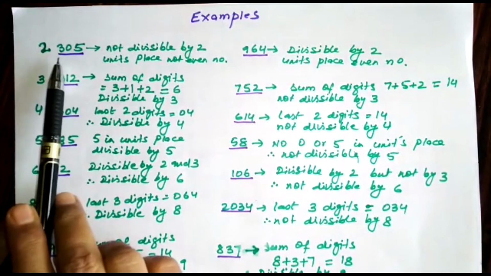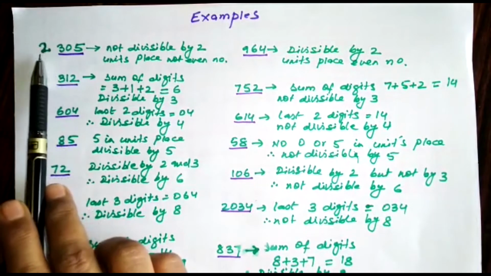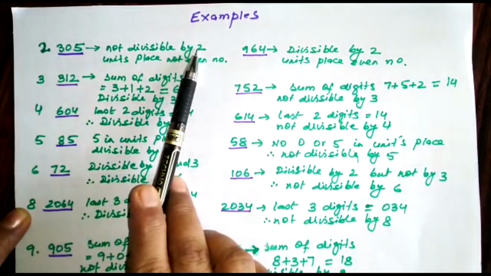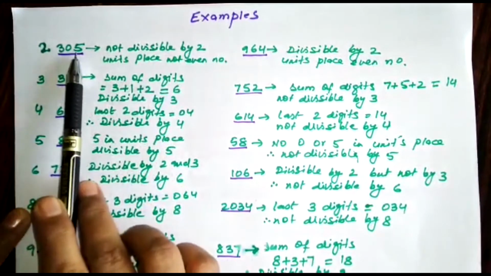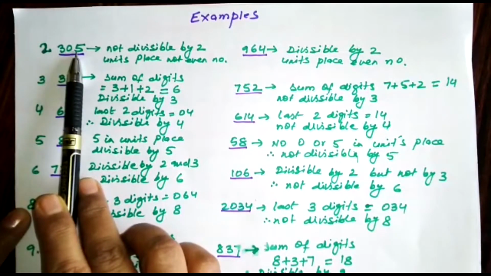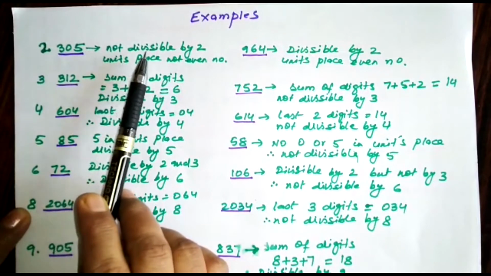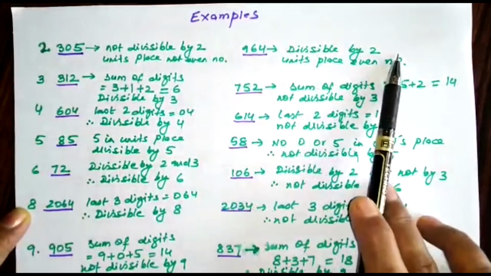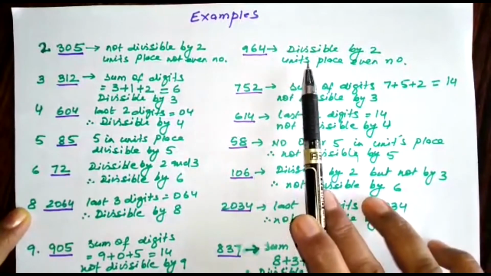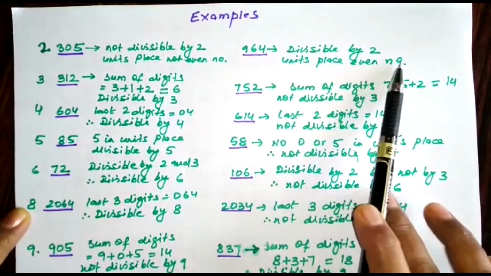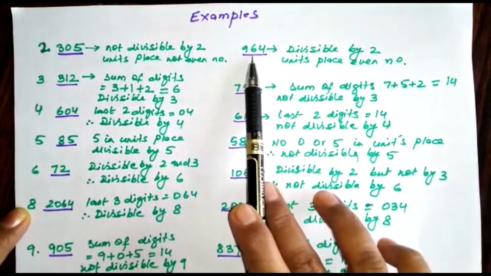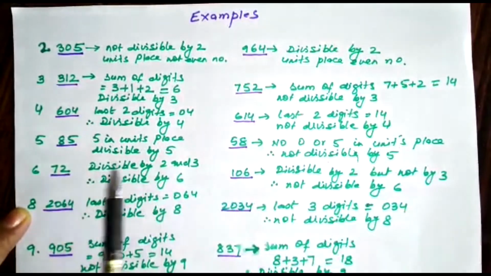We have to check whether number 305 is divisible by 2. It is not divisible by 2. Why? Because it has 5, which is not an even number, in units place. So it is not divisible by 2. 964 is divisible by 2 because an even number is there in units place. 4 is an even number, so it is divisible by 2.